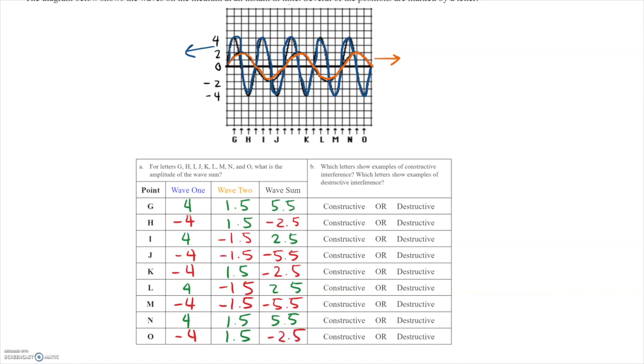Now, part B wants us to identify which letters show examples of constructive interference and which ones show examples of destructive interference.